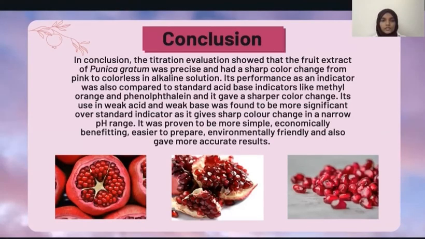In conclusion, the titration evaluation showed that the fruit extract of pomegranate was precise and had a sharp color change from pink to colorless in alkaline solution. Its performance as an indicator was also compared to standard acid-base indicators like methyl orange and phenolphthalein, and it gave a sharper color change. Its use in weak acid and weak base was found to be more significant over standard indicators as it gives sharp color change in a narrow pH range. It was proven to be more simple, economically benefiting, easier to prepare, environmentally friendly, and also gave more accurate results.